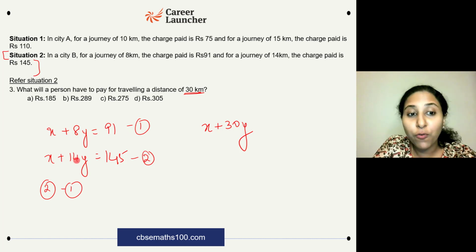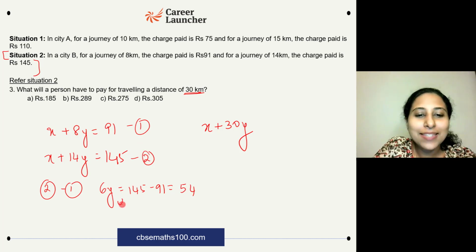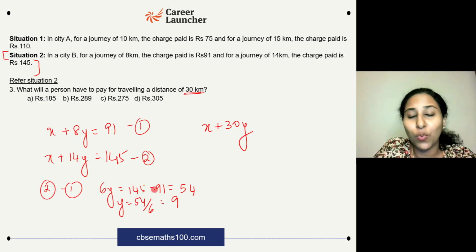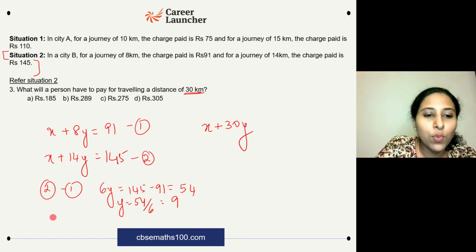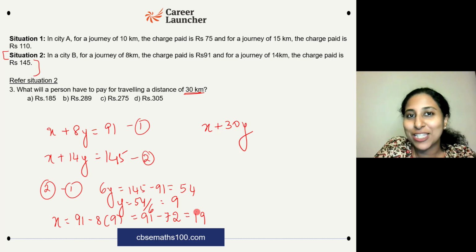X and x cancels. 14y minus 8y will become 6y. That is going to be equal to 145 minus 91, which is the same as 54. So we get y is equal to 54 by 6, or we get the variable charge here as 9 rupees per kilometer. How do you calculate the value of x? Substitute this value of 9 in any one equation. Let me substitute in the first equation. We have x is equal to 91 minus 8 times y. So 91 minus 8 times 9, which is 91 minus 72, or this becomes 19. 19 rupees is the fixed charge.